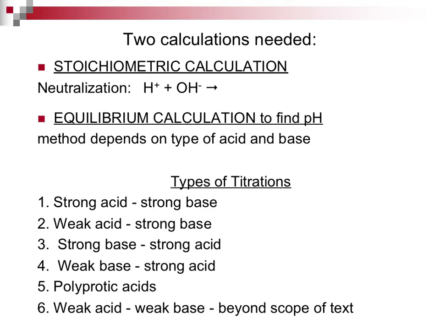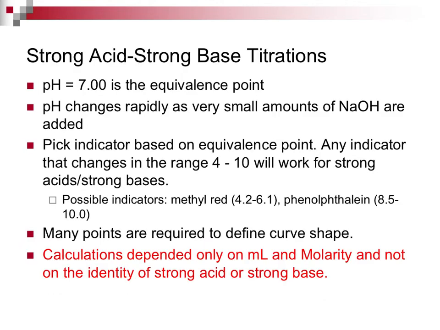I listed 6 different types of titrations. We only do numbers 1 and 2 in this class, but number 1 is related to number 3, and number 2 is related to number 4. Polyprotic acids, oh, those are challenging, but they can be done. But any weak acid, weak base titration is beyond the scope of this text. Okay, so what else do we want to say?